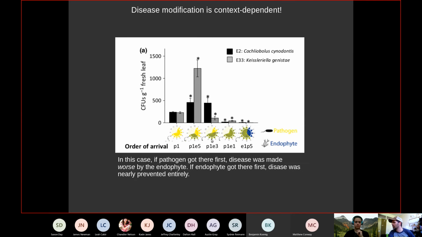Okay, so you're saying if it's more established, but what freaks me out is that the disease is actually worse after the endophyte shows up than if no endophyte showed up at all. Yeah, that's weird. I think it's super weird.